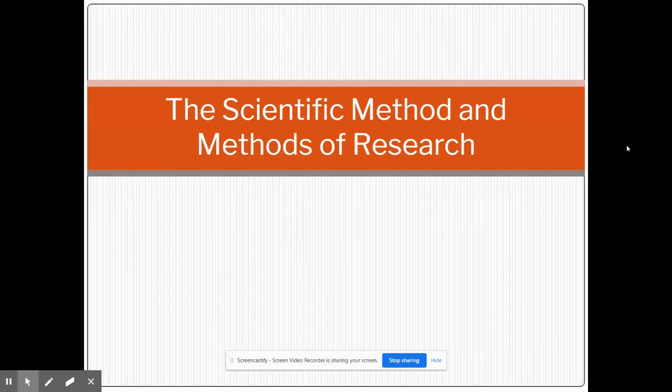This lecture is about the scientific method and methods of research. In here, we're going to take a look at why we need research and ultimately the different types of methods that we use to gather research as psychologists.